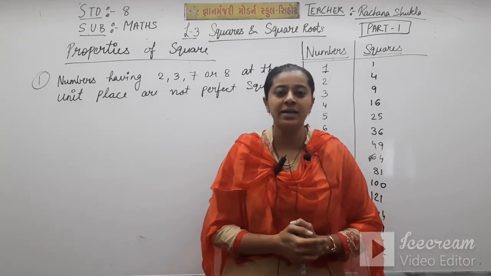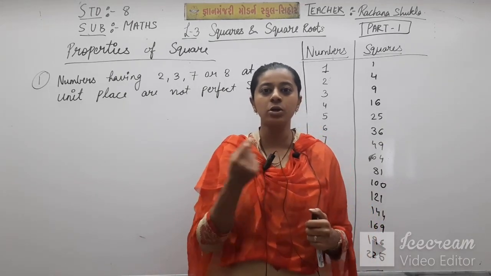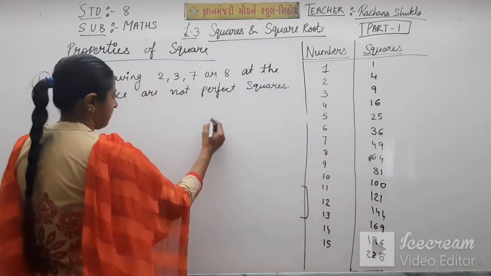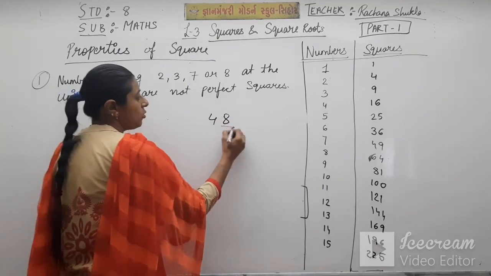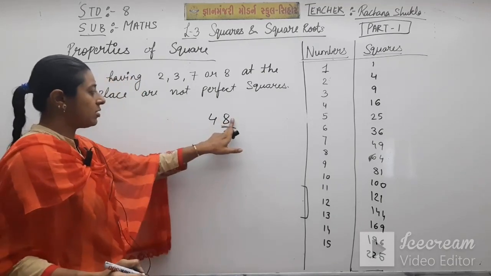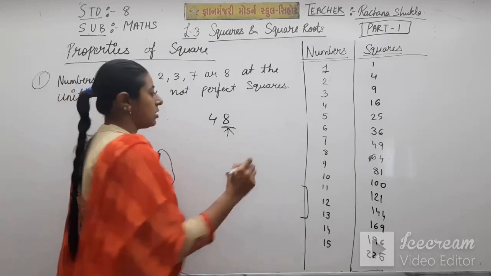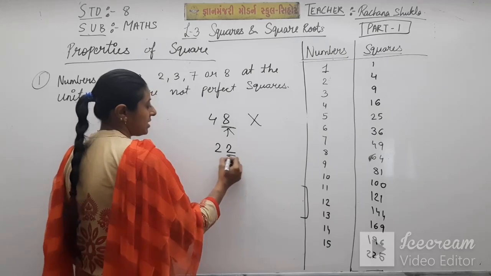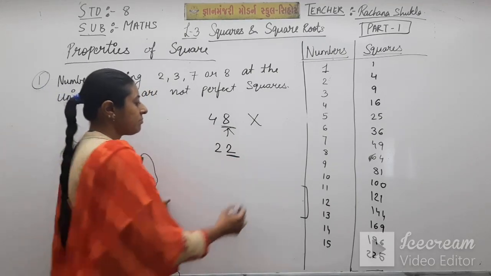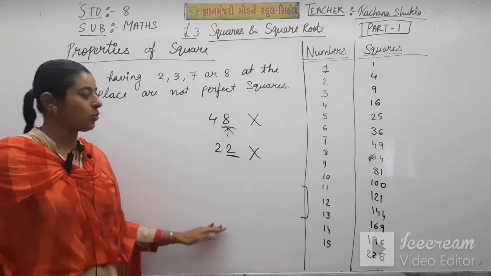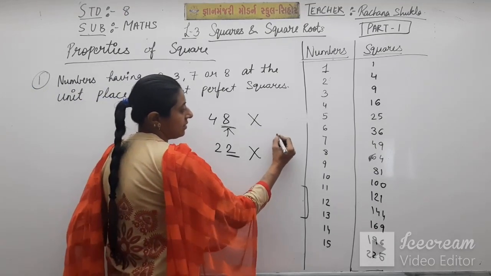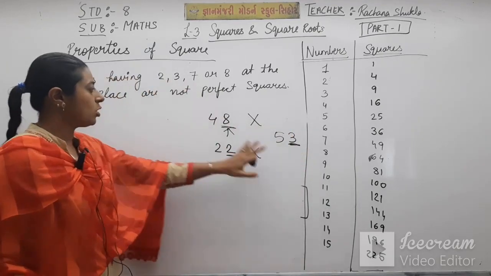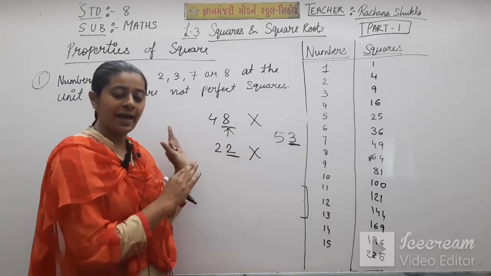For example, if I tell 48, what is at the unit place? The unit place is 8. So this is not a perfect square. If I write 22, what is at the unit place? 2. So this is not a perfect square. Then if I write 53, what is at the unit place? 3. So this is not a perfect square, like this way.